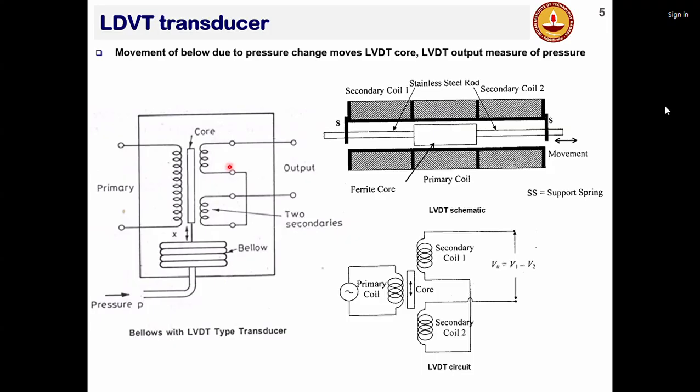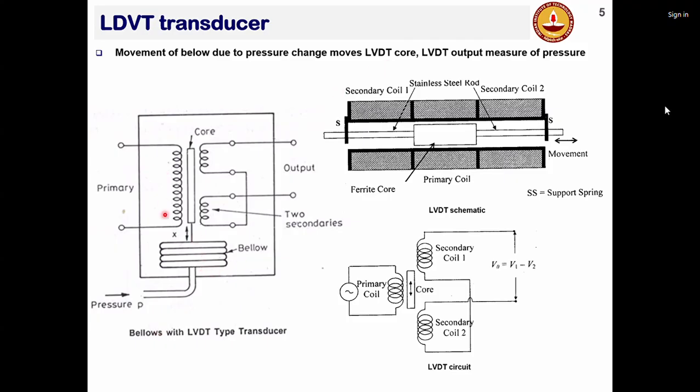And typically, in case of a bellow, for example, the deformation will cause linear displacement. And the question is, how can we measure this linear displacement when this bellow is deformed? So one approach to measure linear displacement is using what is called a linear variable differential transformer.